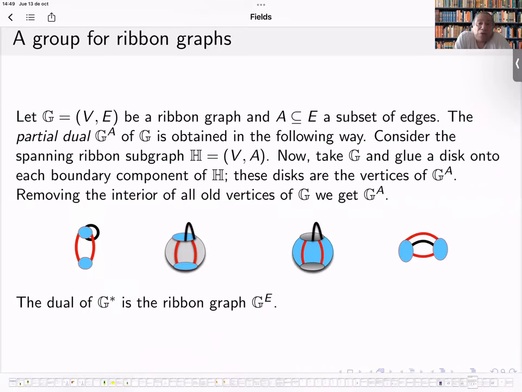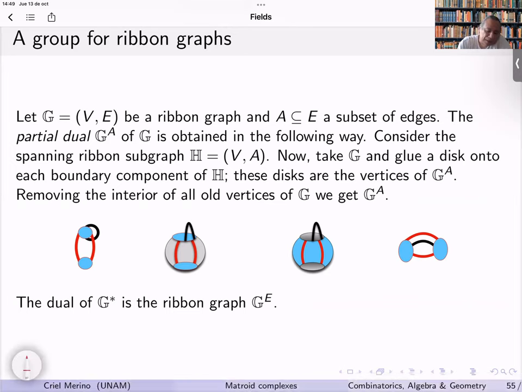In delta-matroids there's the notion of twist: you get a different delta-matroid by taking the symmetric difference with a fixed set A. That operation carries over to ribbon graphs and is called the partial dual. From one ribbon graph you can construct a partial dual with respect to some subset of the edges. The important thing is that this is a generalization of the geometric dual.